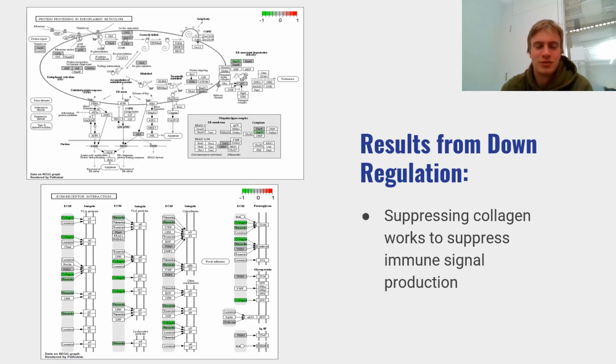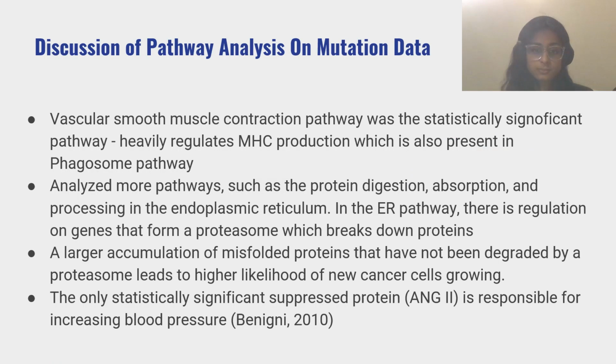On this slide, we see our results from downregulation. Although no p-values were significant, we did see it suppress collagen in order to suppress immune signal production. Based on our pathway analysis of mutation data, the statistically significant pathway was the vascular smooth muscle contraction pathway, which regulated MHC production, and also MHC1 production was regulated in the phagosome pathway.